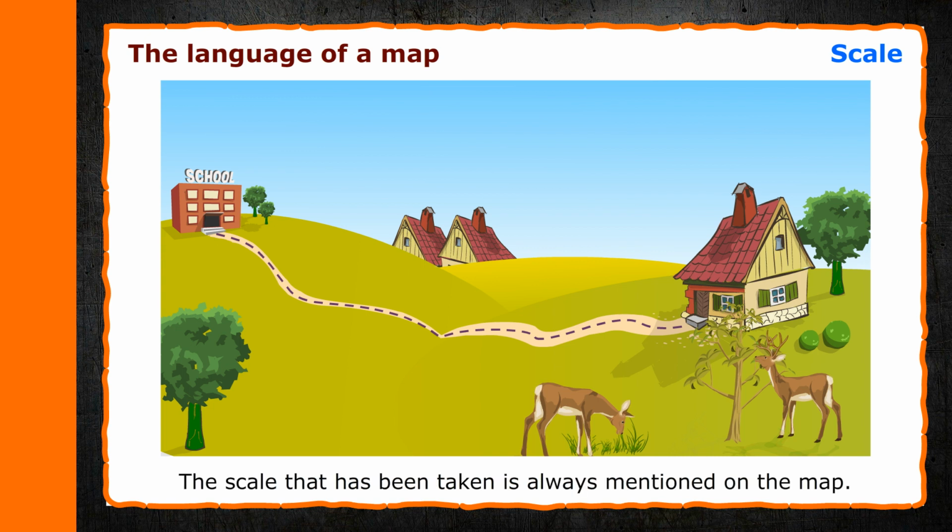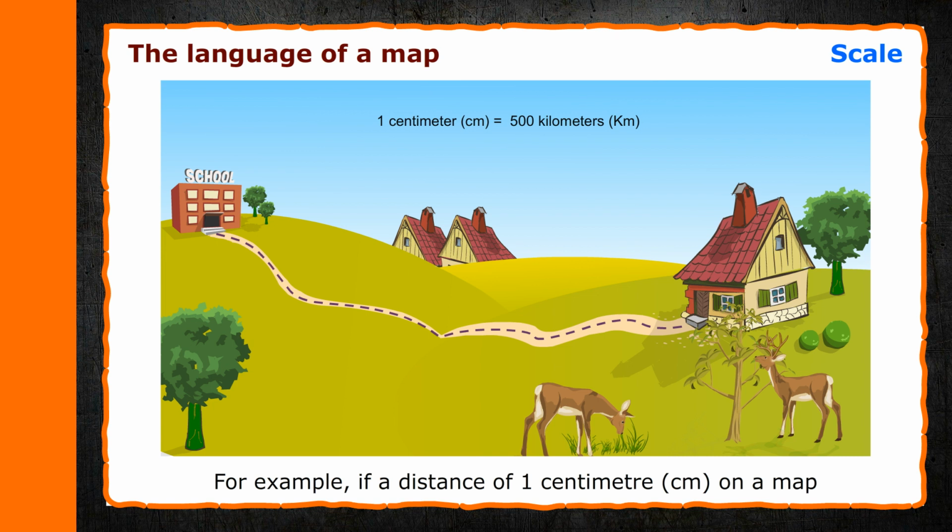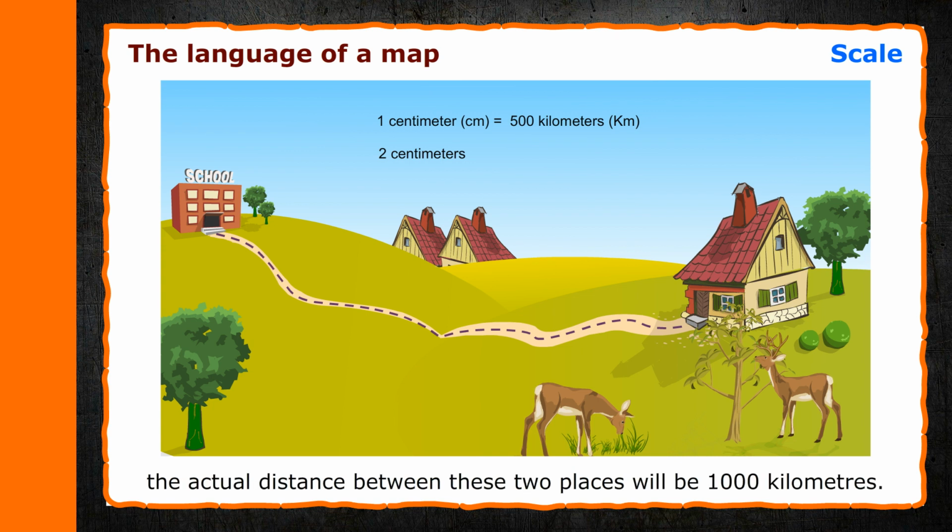The scale that has been taken is always mentioned on the map. For example, if a distance of 1 centimeter on a map represents 500 kilometers on land and the distance shown between city A and city B is 2 centimeters on the map, the actual distance between the two places will be 1000 kilometers.